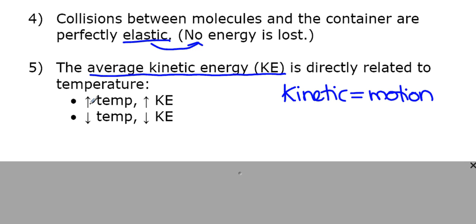So if temperature is increased, you'll find that the kinetic energy of your sample increases as well. If the temperature goes down, the kinetic energy of the gases will go down, and that can have direct effects on things like pressure and volume and so on. So those are the 5 key points of the kinetic molecular theory, and we're going to assume that we're following these points when we get into our gas law calculations throughout the unit.